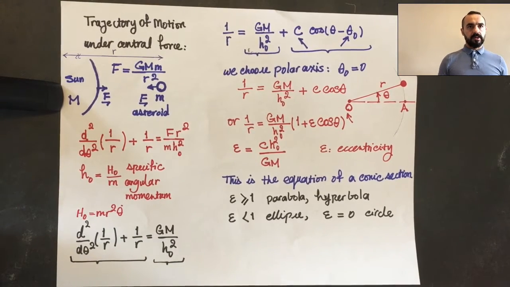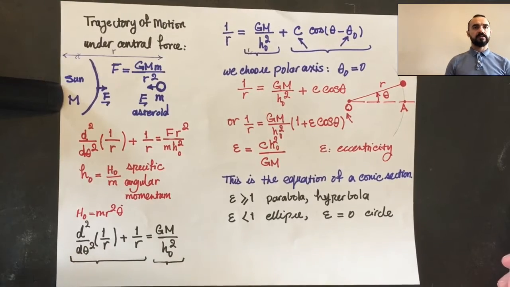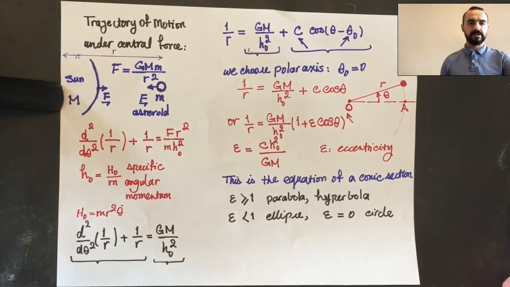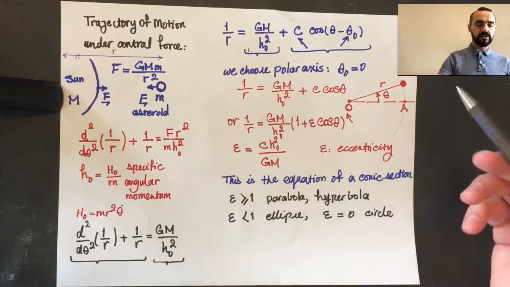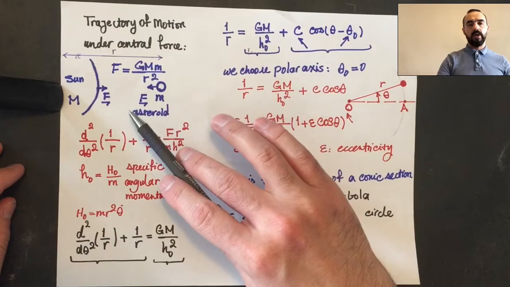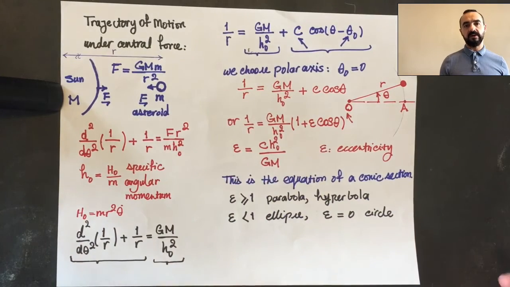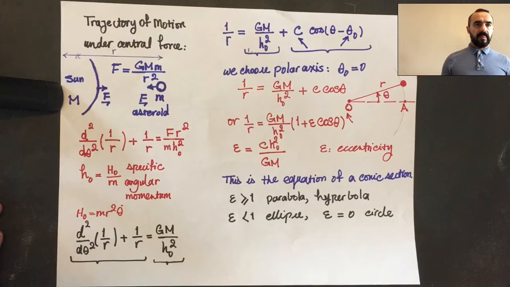Hello. Today let's talk about the trajectory of motion under central force. Under gravitational central force, essentially. For example, the trajectory of an asteroid rotating about the sun, or the trajectory of a satellite rotating about the Earth.